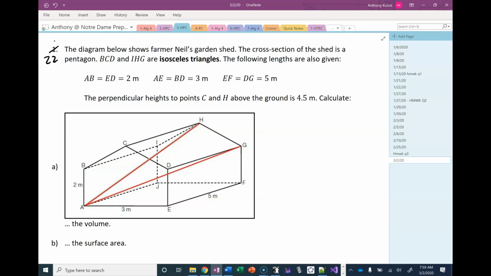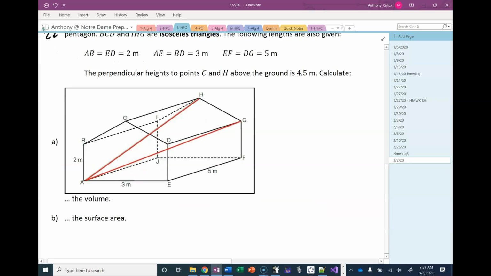22. Okay. So the volume, what kind of shape is this? This is a pentagonal prism. So the volume for a prism is area of the base times the height. So when we say height for a prism, the height is the distance between the bases. So in this case, that's the distance between the two pentagons. So that's going to be 5.